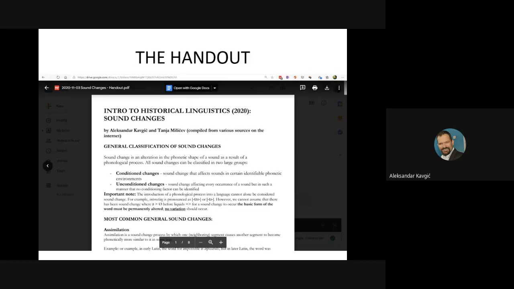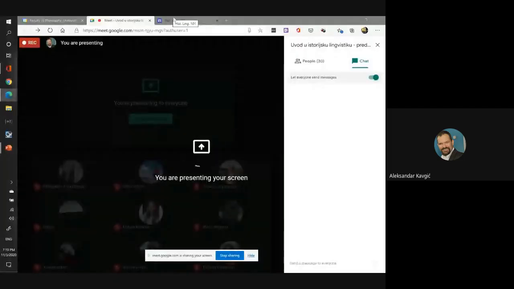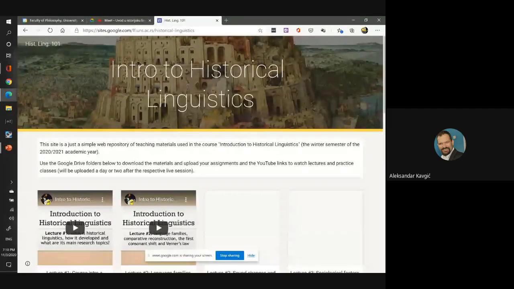Let's then go to the handout. The handout is available on the course website. So I will now start sharing my browser. I will stop sharing the presentation momentarily. Just give me a second. I have to find the website. Okay, so I will start sharing. Start sharing. I will start sharing my main screen, so you will probably see yourselves very briefly. And this is actually the website.